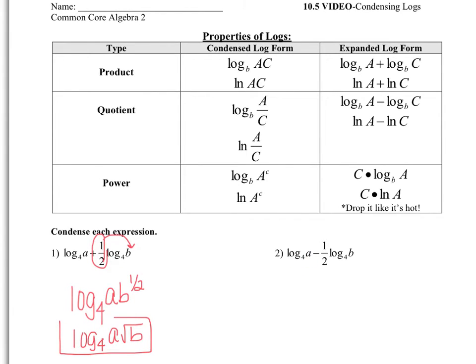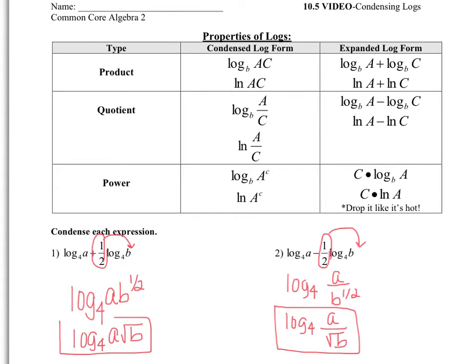Log base 4 of A minus 1/2 log base 4 of B. So again, this 1/2 was dropped, so it came from a power. And the subtraction means to divide, just like up here. So this will be log base 4 of A over B to the 1/2. And again, that B to the 1/2 is the same thing as saying log base 4 of A over the square root of B. Now notice what we're doing here. We're condensing each log expression, so there only should be one log. If I have expanded, I have more than one, and when I condense it, I should always have one.